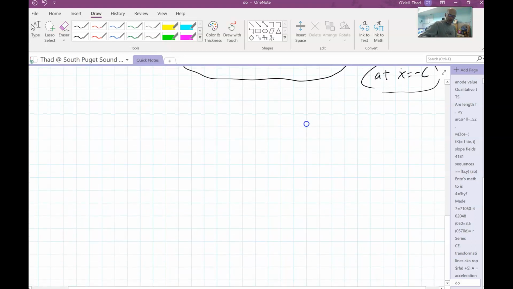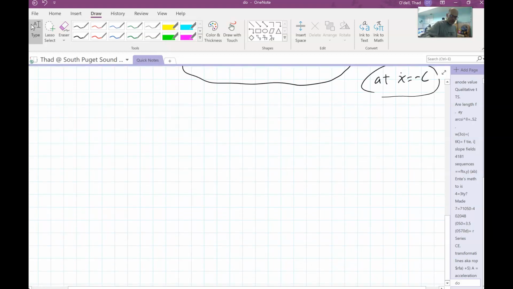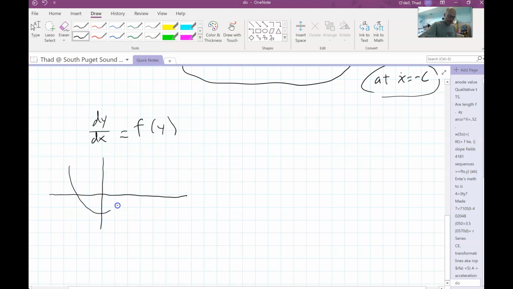The other thing I want to talk about is, we could be given, so let's say we have this dy/dx is equal to, there's another differential equation, f of y, but they don't tell us what f of y is, but instead we get a picture. And the picture looks something like this. So this is a graph of f of y, where that's the y-axis and that's the f of y-axis.